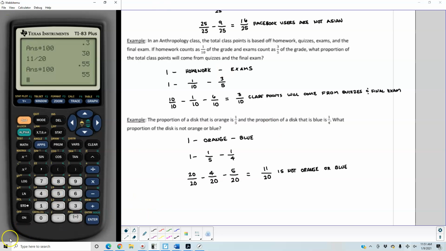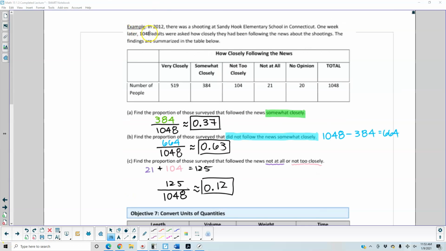In this example, it says in 2012, there was a shooting at Sandy Hook Elementary School in Connecticut. 1 week later, 1,048 adults were asked how closely they had been following the news about the shootings. The findings are summarized in the table below. So here's the title, How Closely Following the News. We have the number of people. The first column says very closely. The next columns are somewhat closely, not too closely, not at all, no opinion, and then total.